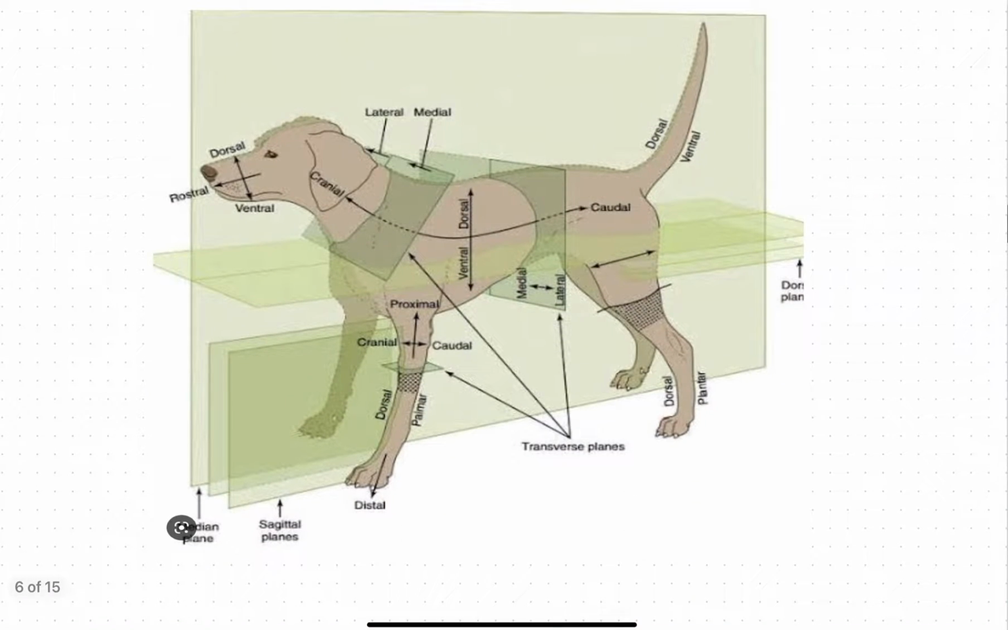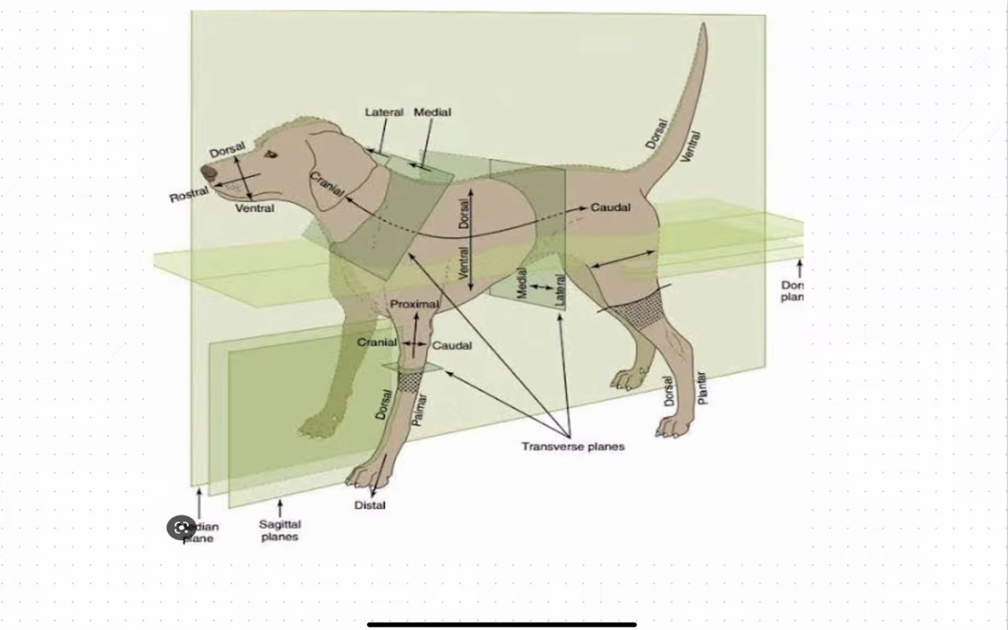Now there are other terms in anatomy which are very important to study. Those structures which are close to the head region are known as cranial, and those structures which are near the tail region are known as caudal. Those structures which are towards the back of the animal are known as dorsal, and those which are towards the ground are known as ventral. Now in the head region, if certain structures are close to the nose or muzzle, they are known as rostral.